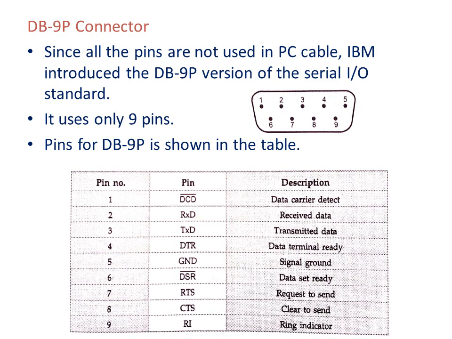Pin number 7 of the DB9P connector is RTS, request to send. Pin number 8 is CTS, clear to send. And pin number 9 is RI, ring indicator. The very important thing to consider when we compare it with the DB25P connector is that the total number of pins is minimized in the DB9P connector.